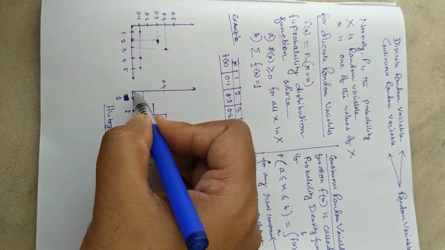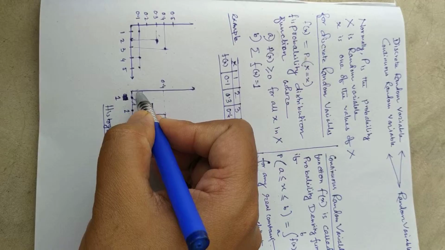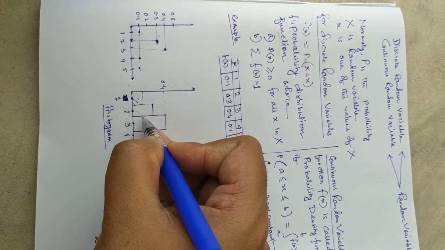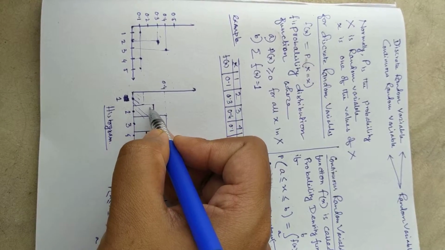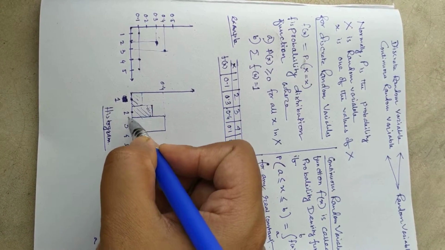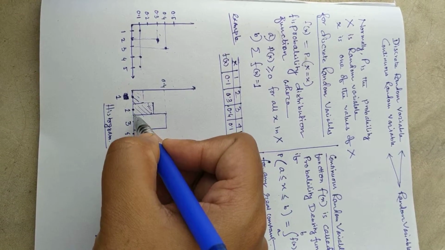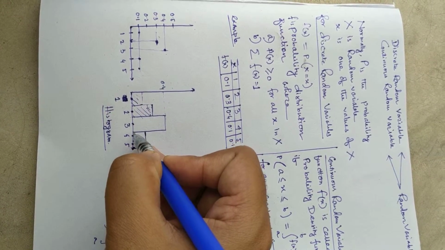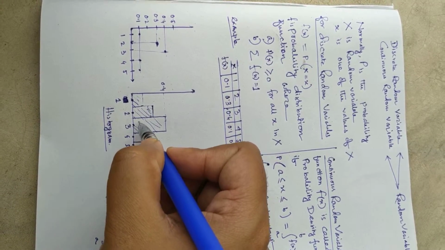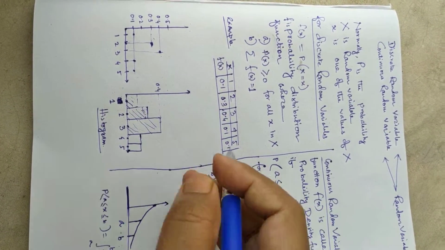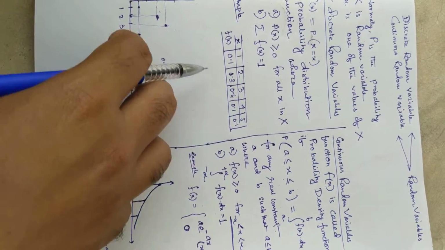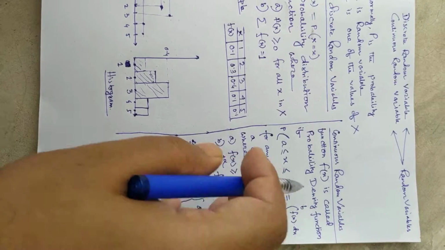So the area of this block will be 1 into 0.1, that means 0.1. The area of this one will be 1 into 0.3, so it will be 0.3. So this is the area we are representing. This is again 1, and this is 0.4, so 1 into 0.4 will be 0.4. Why are we interested in area? We are coming to that. It will be clear when we come to the continuous random variable.